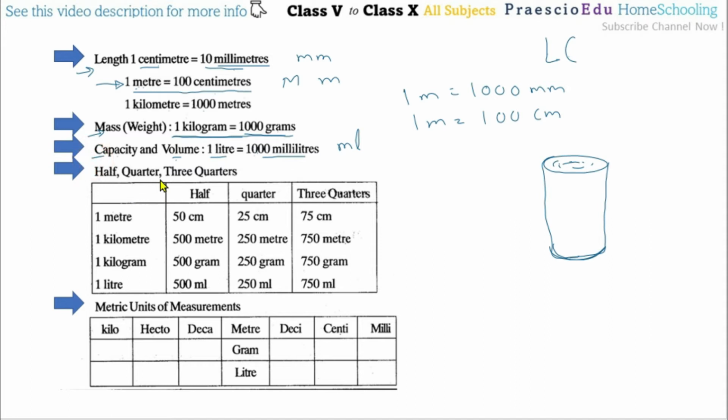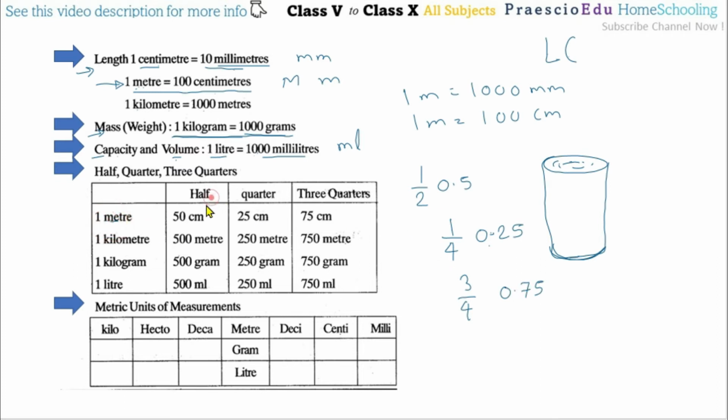Now half, quarter, three quarter, this we have already seen in the previous chapter. Half means 1 by 2, or in decimal 0.5. Then quarter means 1 by 4, or we can say 0.25. Then 3 quarter means 1 by 4 multiplied by 3, which is 3 by 4, or in decimal 0.75. So that is very important.